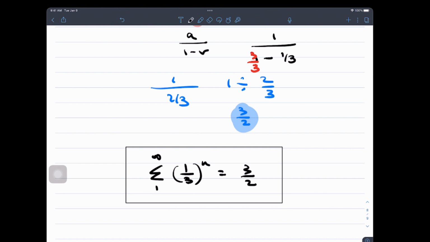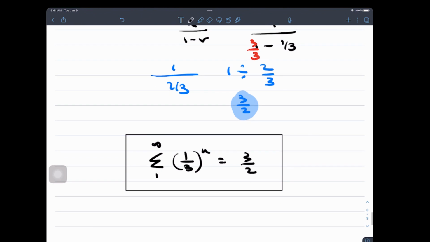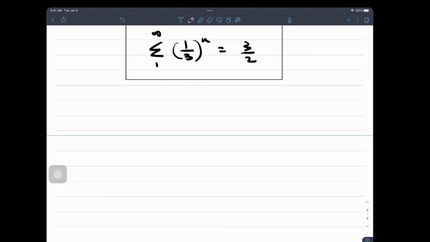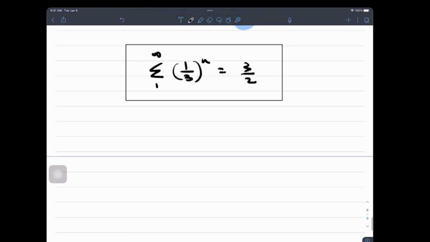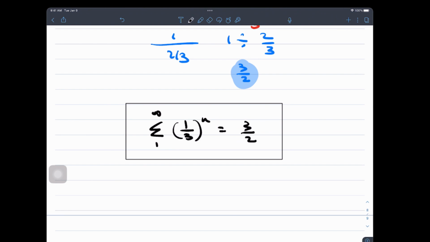This is known as the geometric series test, in all honesty. The absolute value of r has to be what? Smaller than 1. Okay, you guys okay with that? What do you guys think?